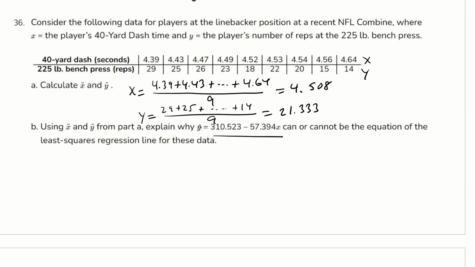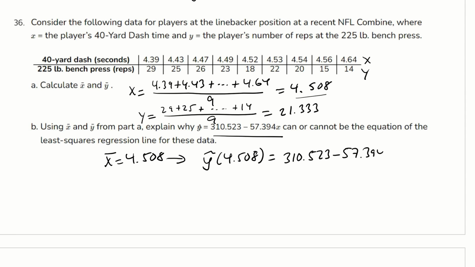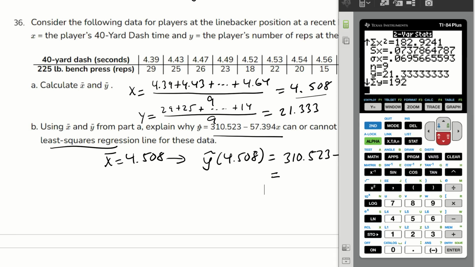Well, let's find out. We're going to plug in x bar equals 4.508 as our x value into y hat. We have 310.523 minus 57.394 times x bar. And we should get 21.33, the y bar. If we do not, then that means it's not on that line, and it cannot be the least squares regression line. Okay? So let's calculate that.